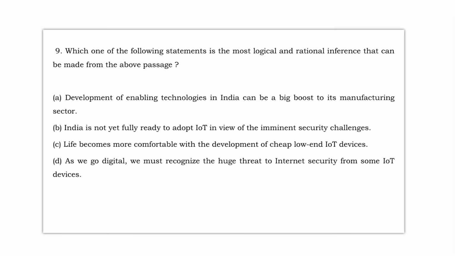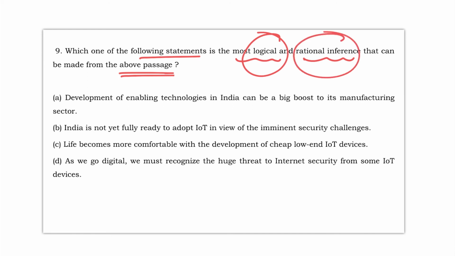Which one of the following statements is the most logical and rational inference that can be made from the above passage here? Option A, development of enabling technologies in India can be a big boost to its manufacturing sector. Nowhere in the passage is it speaking about the technologies being developed being a big boost to its manufacturing sector. So option A can be eliminated here.